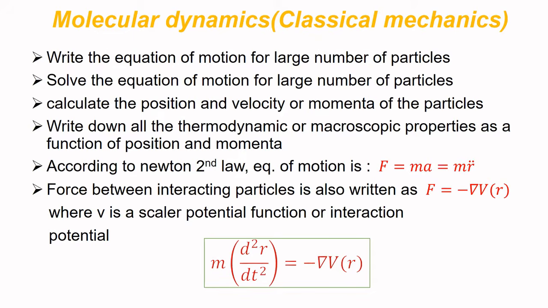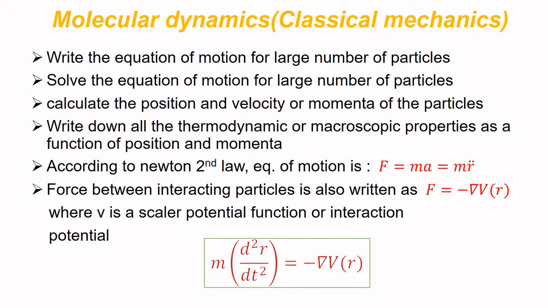And after writing down the equations of motion, we will calculate the position and velocity or momenta of the particles in the system. So after calculating the position and momenta of the particles, we will write our thermodynamic property as a function of position and momenta.